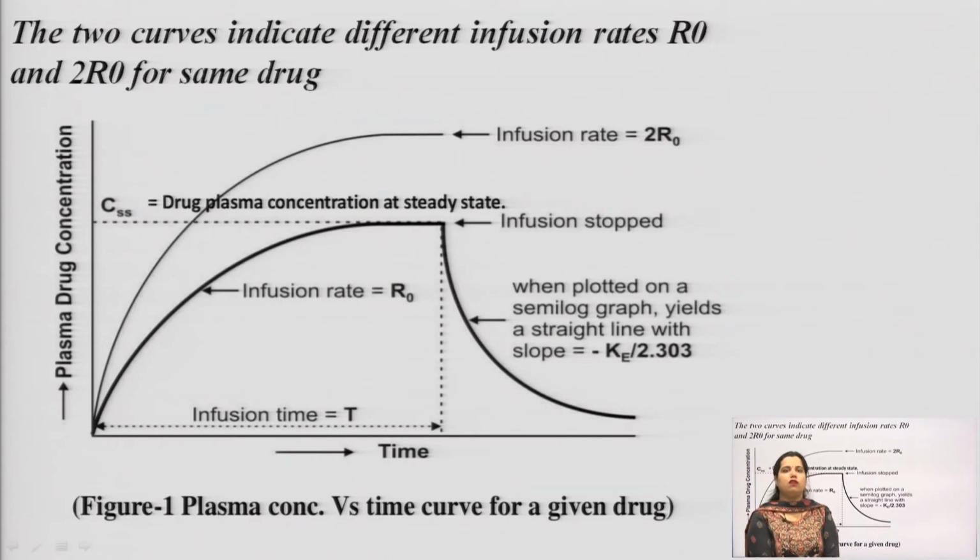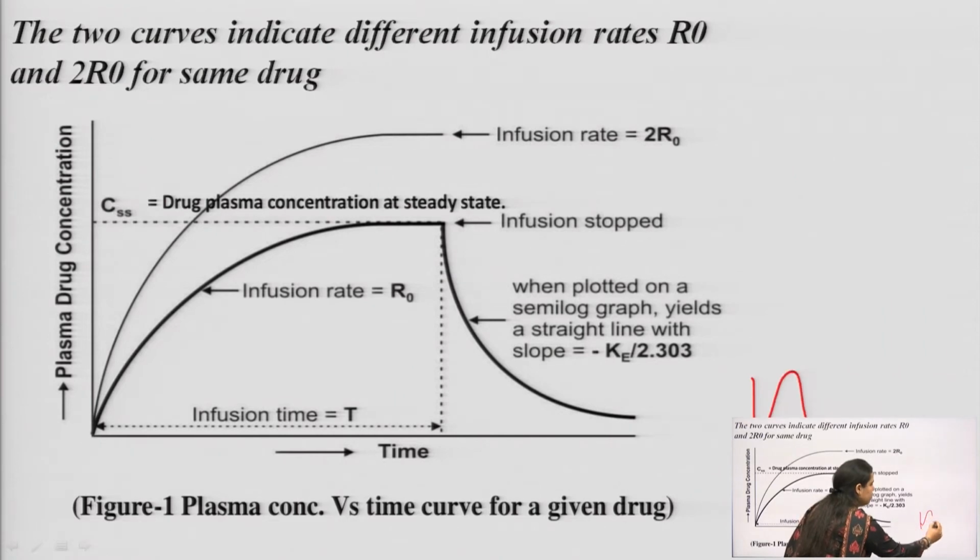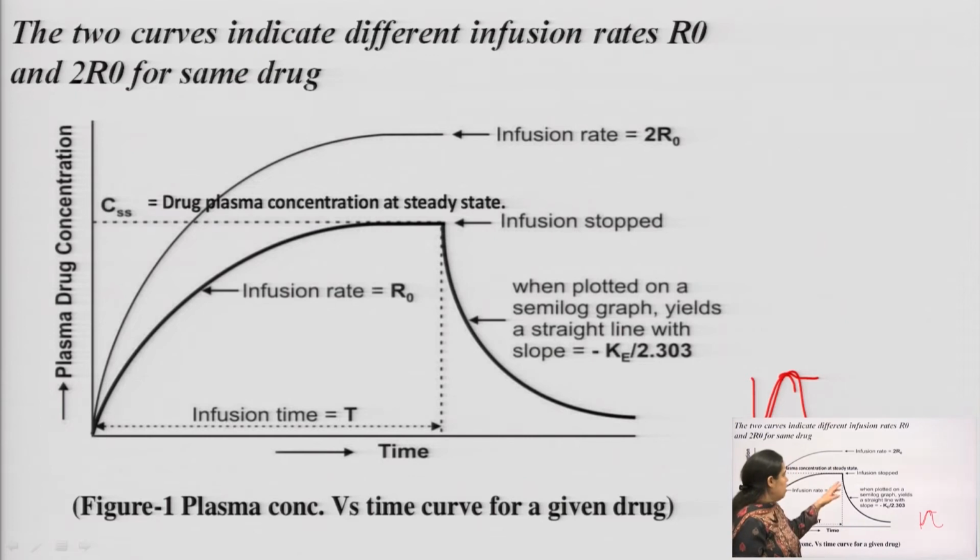The two curves indicate different infusion rates, R0 and 2R0, for the same drug. You see this plasma concentration time curve for a given drug for steady state IV infusion, whereas in the normal plasma profile curve, the curve is like this. Here a slight change in the figure is represented. We see plasma drug at steady state, so the fall will not be seen and it will be like this. This is how we see it in the IV infusion graph.